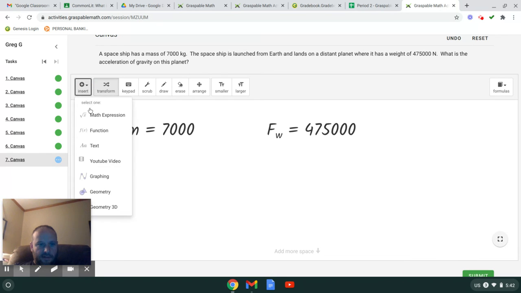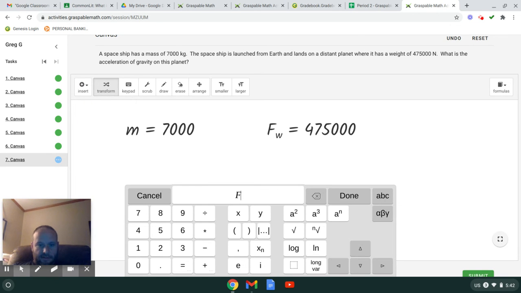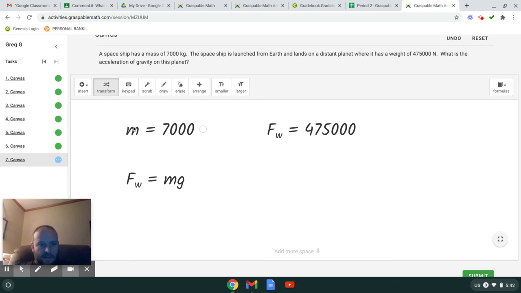We do insert FW. Get my arrow. There we go. Equals mg. Done. And now I take my m, I plug my m in. I'm going to plug my FW in. And I got to solve for g. So I got to get rid of my parentheses. And now I drag my 7,000 over. And I get 475,000 divided by 7,000.